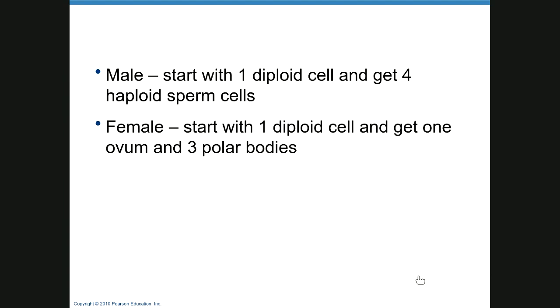So in review, in the male, you start with one diploid, full set of chromosomes, stem cell, and you get 4 haploid sperm cells. And it happens over and over and over because you also get a cell left behind. You get a diploid cell plus a diploid cell left for a stem cell. In the female, you start with one diploid cell and you get 1 ovum and 3 polar bodies.